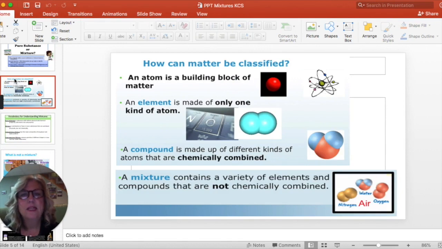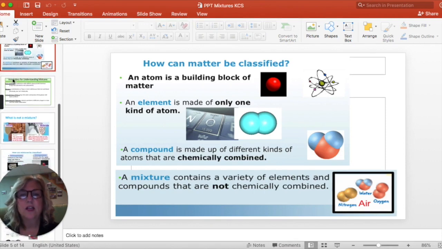How can matter be classified? We know that an atom is a building block of matter, and elements are made of only one kind of atom, and a compound is made of different kinds of atoms that are chemically combined. So any substance that is made of an element or compounds is a pure substance. Elements or compounds only is a pure substance. A mixture contains a variety of elements and compounds that are not chemically combined.